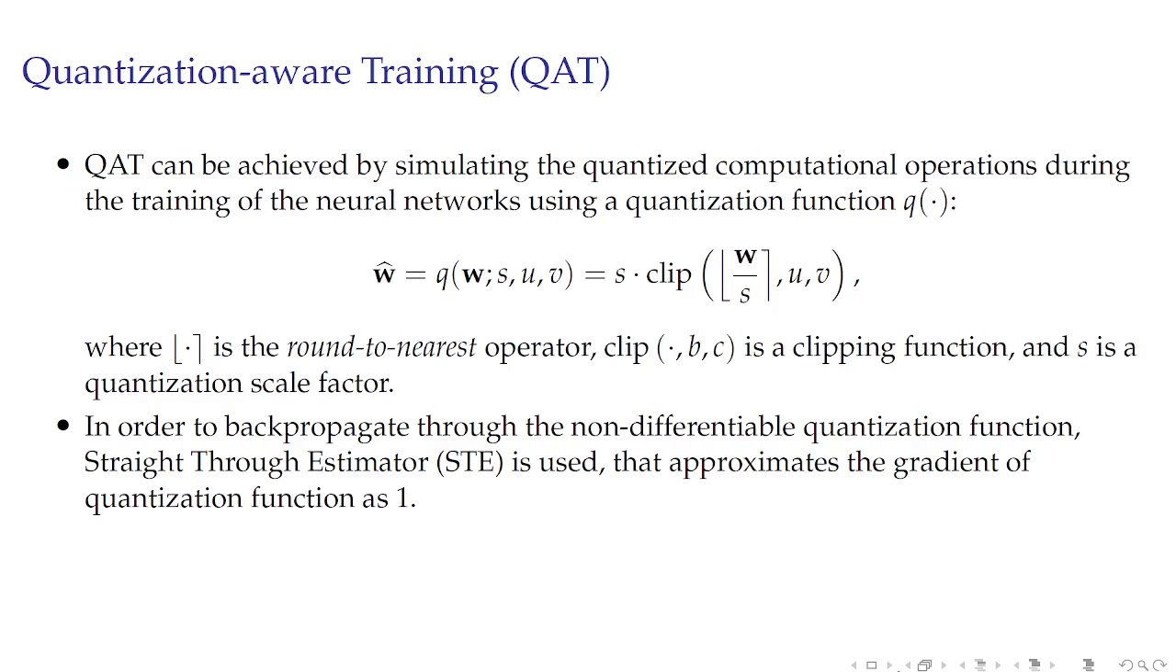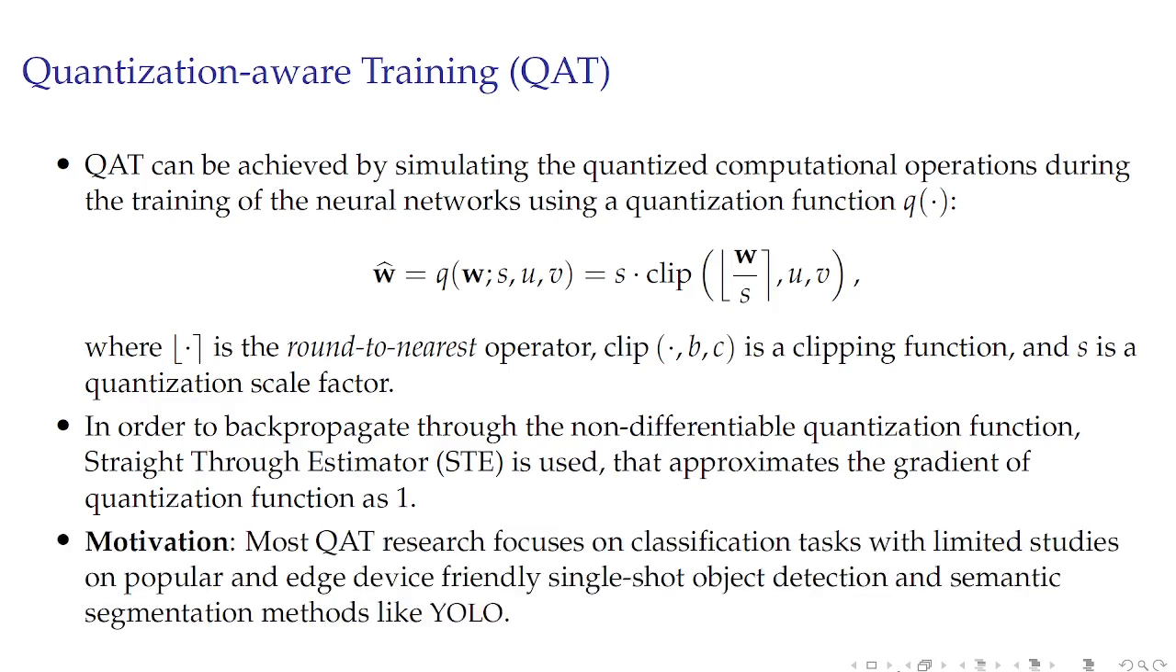STE approximation leads to an oscillation issue during training of quantized models. In this work, instead of the usual image classification task in quantization literature, we look at the problem of quantizing networks for downstream tasks using single shot detectors like YOLO5 and YOLO7.